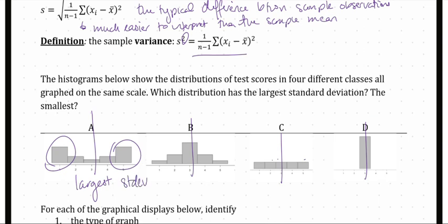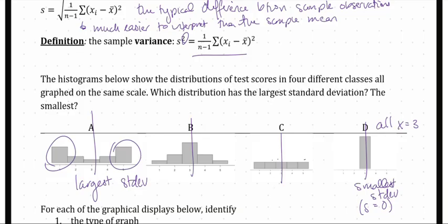Distribution D has the smallest standard deviation. In fact, the standard deviation here is 0 because there is no variability. All of the observations equal 3. With no variability, there is no standard deviation.